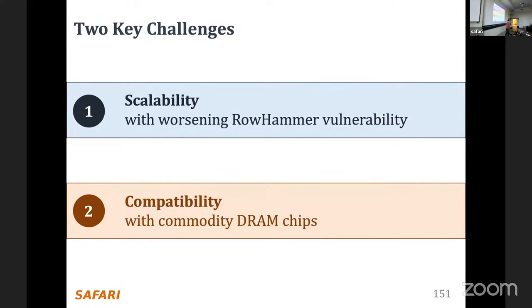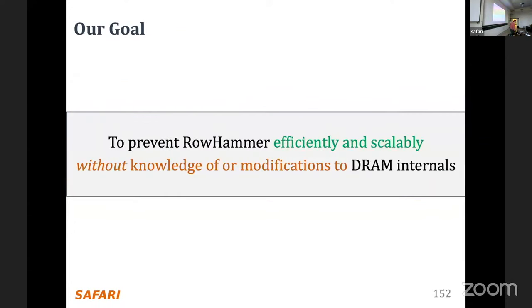I kind of gave you the idea, but we wanted to make sure the solution is scalable as RowHammer vulnerability becomes worse into the future. And we wanted to make sure the solution is compatible with commodity DRAM chips. We don't want to know which rows are physically adjacent. We don't want any information from the DRAM chip, and we want to be able to implement this in a memory controller without information from the DRAM chip. And without modification to the DRAM interface also.